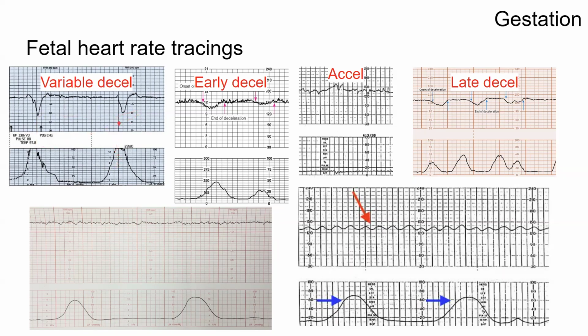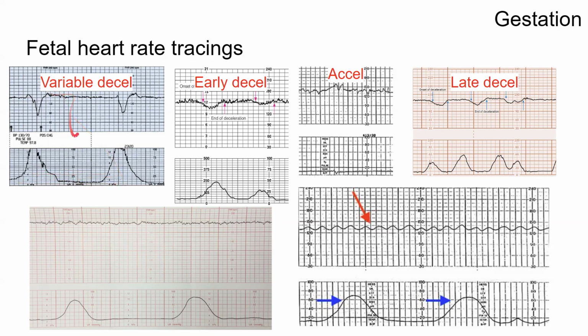But if you remember, yes, the nadir of this variable decel is technically after the peak of the uterine contraction for both of these variable decels. And it's also hard because you don't see any decelerations happening on their own. Because sometimes a slam dunk diagnosis for a variable deceleration is if you're looking at a fetal heart rate tracing and the contractions aren't happening. There's no contraction.